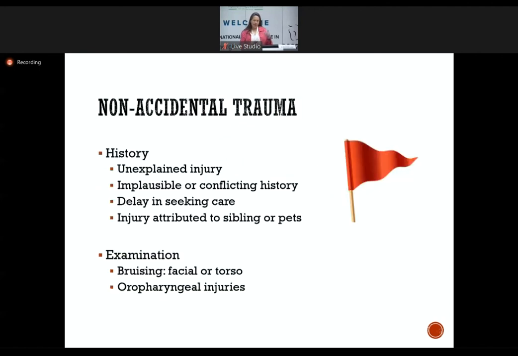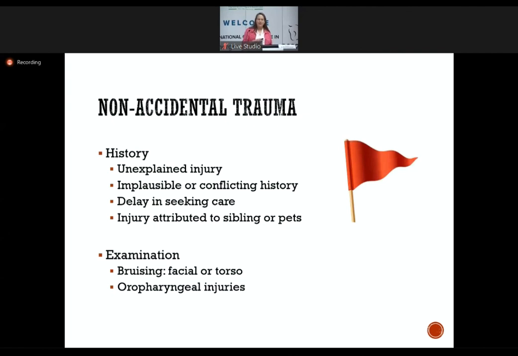Another thing to emphasize is the importance of thinking about non-accidental trauma. We're going back to our history. This is a 2-month-old who hasn't perhaps started to roll over, who's fallen off a changing table. So you're starting to think and assess, does that injury mechanism make sense for that child? It's an unexplained injury. The history doesn't make sense.